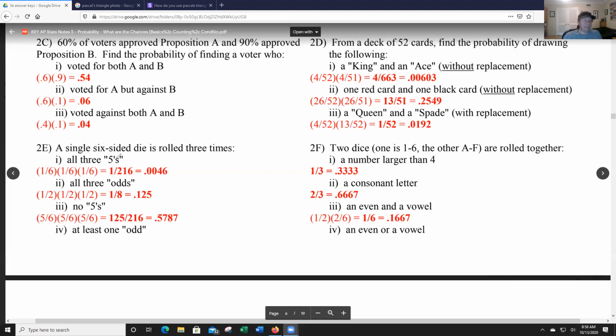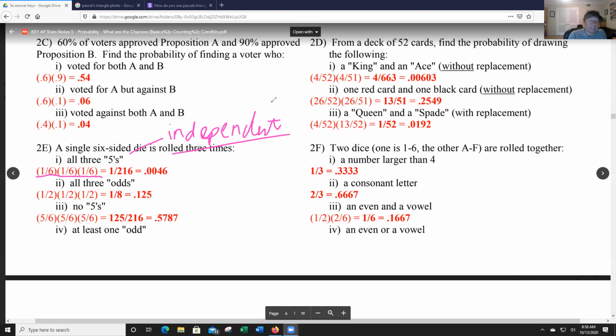All right. How about E? A 6-sided die is rolled 3 times. All 3 are 5s. Remember, the dice are all independent because the die has no memory, and there's always replacement because it's the same die you're rolling every time. So all 3 are 5s, and a 5 is a 1/6 chance, so 1 out of 216.